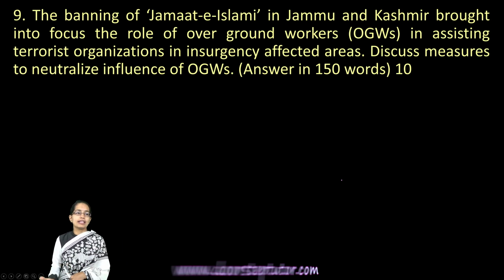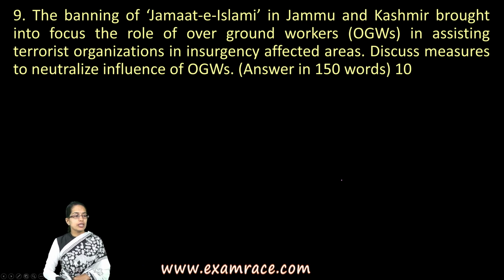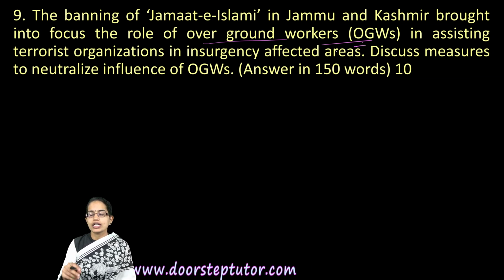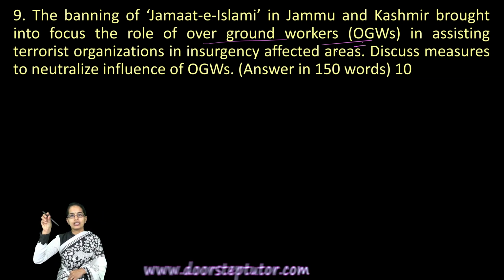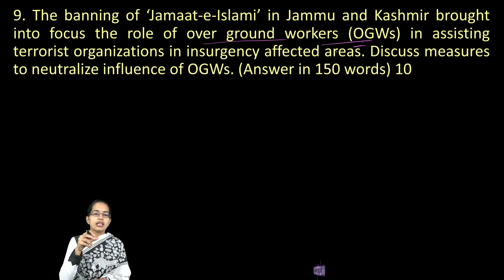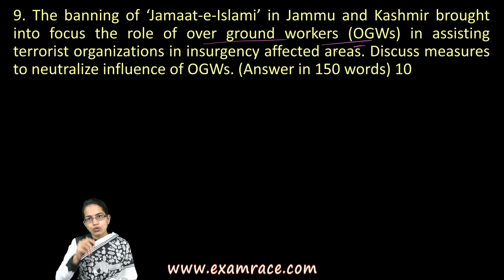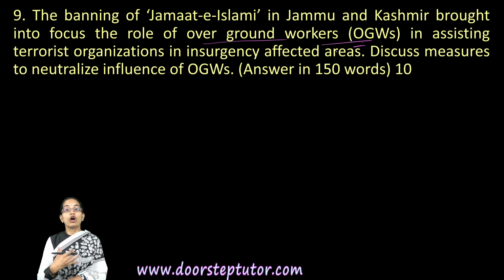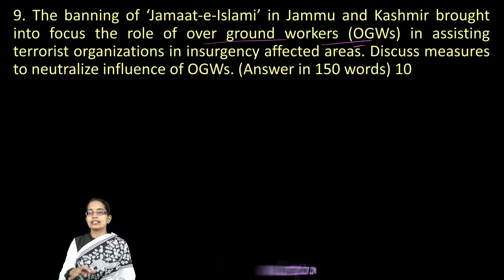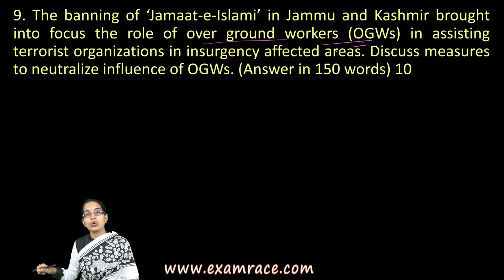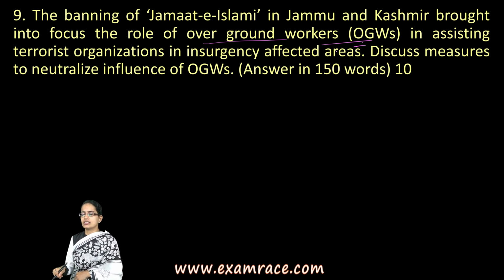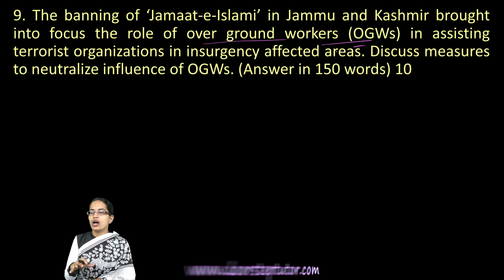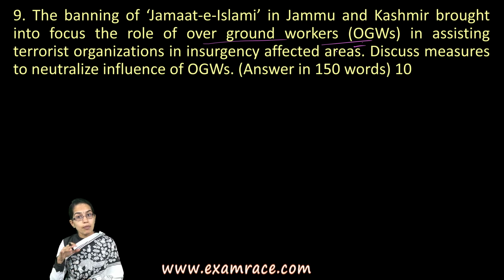The next is banning of Jamaat-e-Islami in Jammu and Kashmir has brought into focus the role of overground workers. Now, overground workers are those who assist the terrorist organizations in the local region. Now, how do they assist? What are the roles that they have played? They support in food availability, logistics, planning of terror attacks, coordination with the local stakeholders, corruption within the system which brings in illegal money into the supply chain, and also execution, which is the paramount thing.